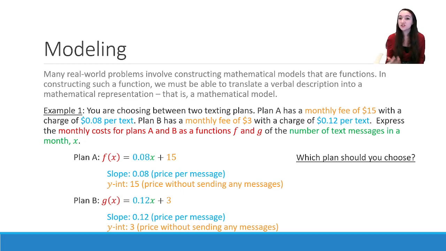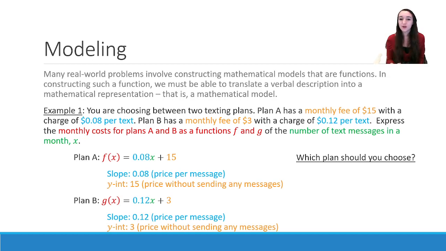For example, which plan should you choose? Which is the better plan? Well, that's really going to depend on how you're going to use it. So, if I send 0 text messages, plan A charges me $15, but plan B charges me $3. So at first, plan B seems to be the better deal. I start off a lot cheaper. And for a while, that's true.